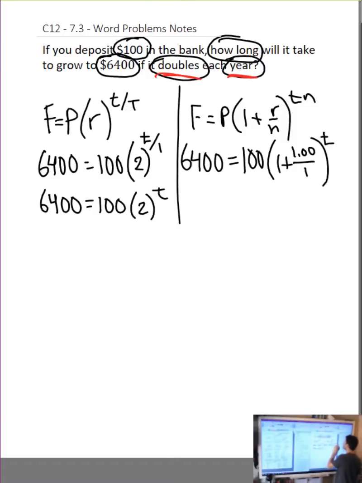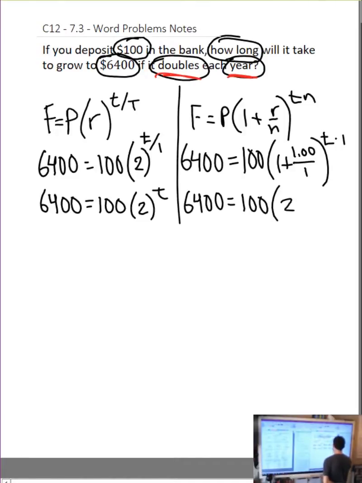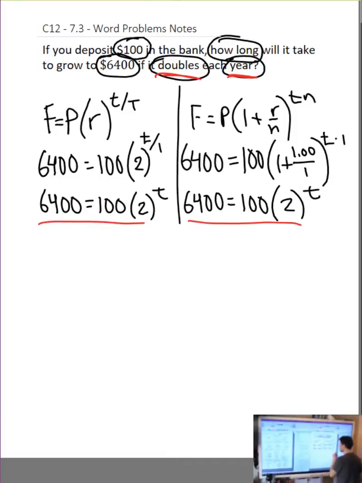Now, this rate is happening each year, giving us our r of 1. t we're looking for. And again, if this happens each year, n will be 1. So let's see how this cleans up. 6,400 equals 100 times 1 plus 1, which is 2, to the t. Notice we have the same formula. If you're really good with these different formulas, you can go back and forth, but I would stick to the formula on the right for money and the formula on the left for growth.